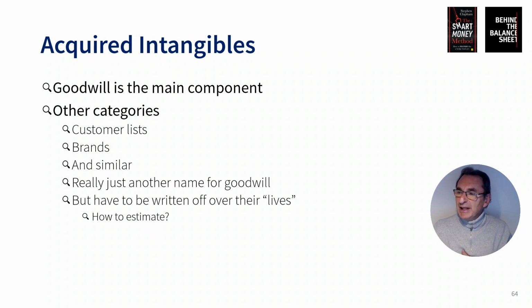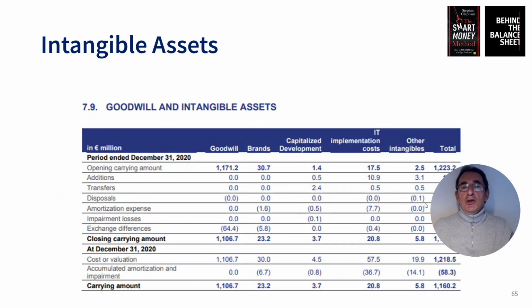And when you look at the goodwill and intangible assets note, and this is a random example, you will often see a whole host of different items. So there's the goodwill, and you can see that in the goodwill, there's no amortization at all. The brands, you can see that they've got 6.7 million of depreciation or amortization against a 30 million cost. And you can see here that this company's got a very small amount of capitalized development cost, and it's got a larger element of IT implementation costs.